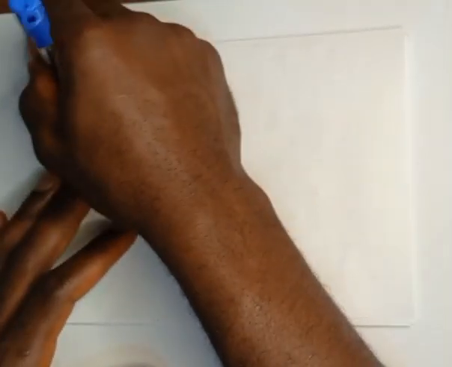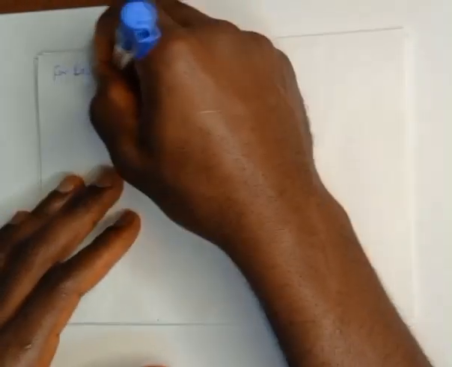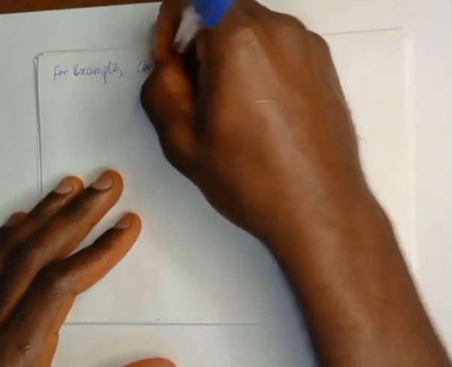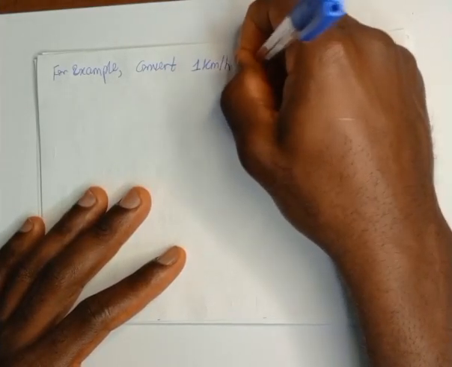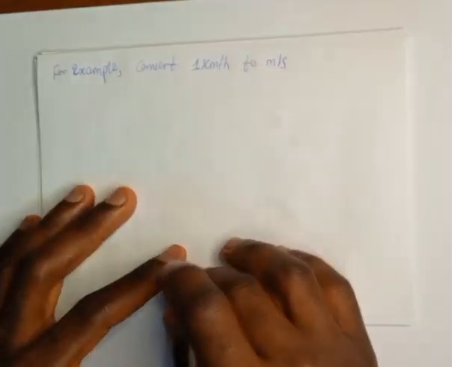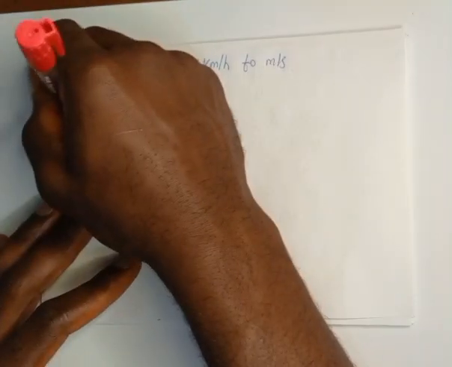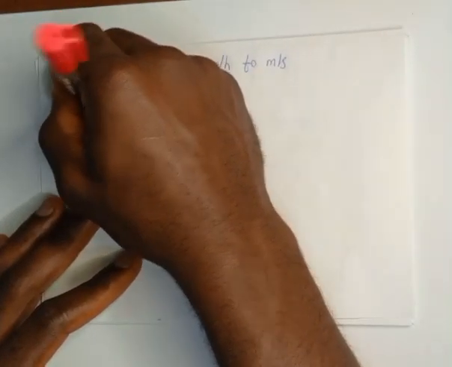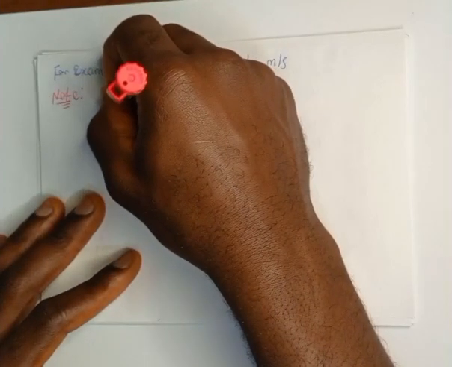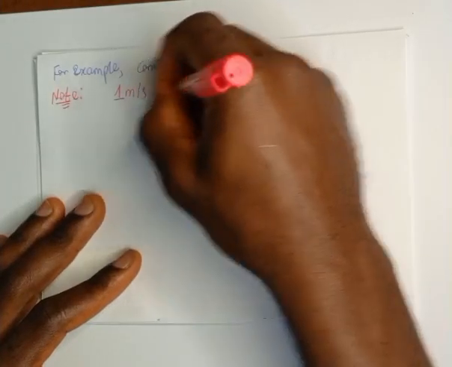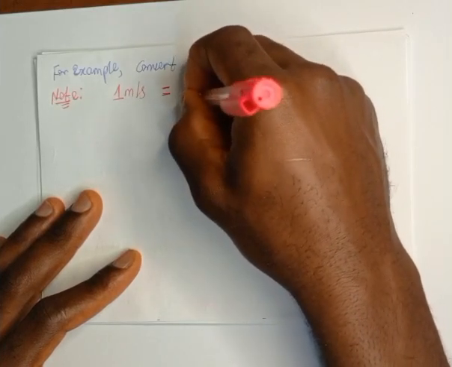We take a very simple example. For example, convert 1 kilometer per hour to meters per second. You must take note of this. Let's take this note. It's very, very important. 1 meter per second is the same as dividing 1 meter by 1 second.